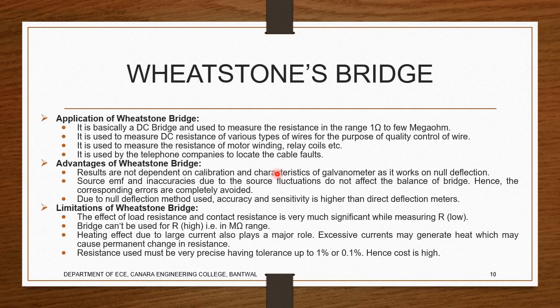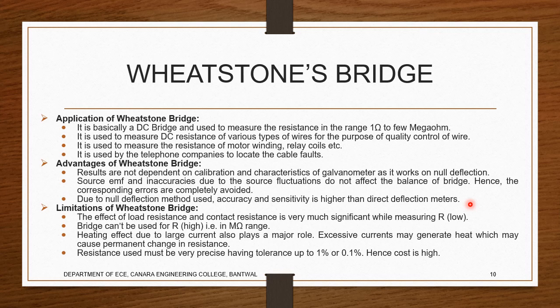Next, advantages of the Wheatstone bridge. Here the results do not depend on the calibration and characteristics of the galvanometer, as it depends on the null deflection. The inaccuracies are not due to source EMF effects, but due to the balance of the bridge. Hence, the corresponding errors can be completely avoided. Due to the null deflection method, the accuracy and sensitivity are higher, and the deflection meter is more accurate, so we get very good results.